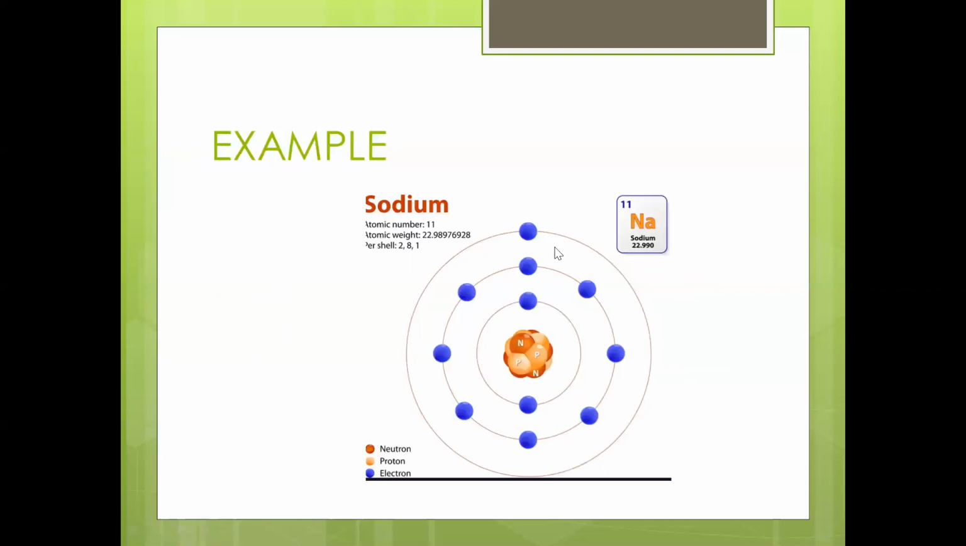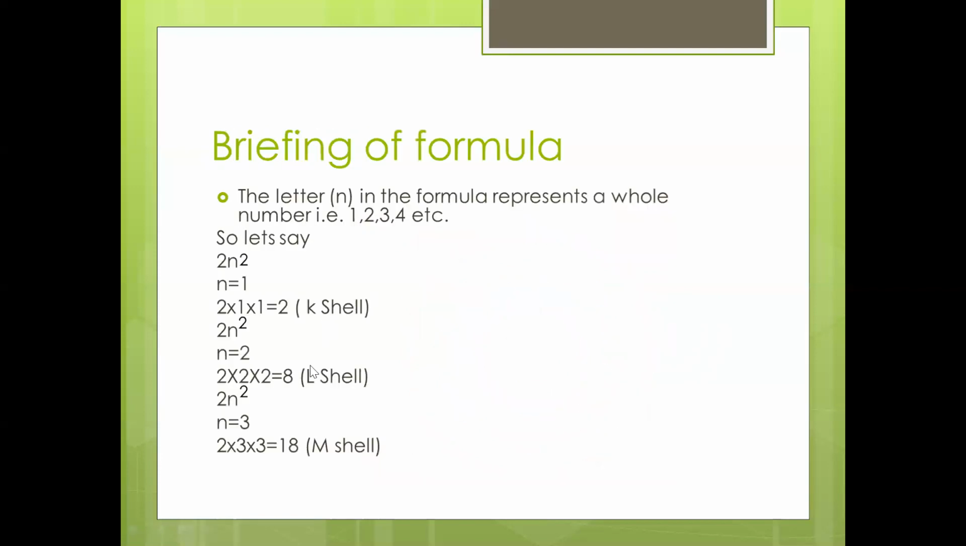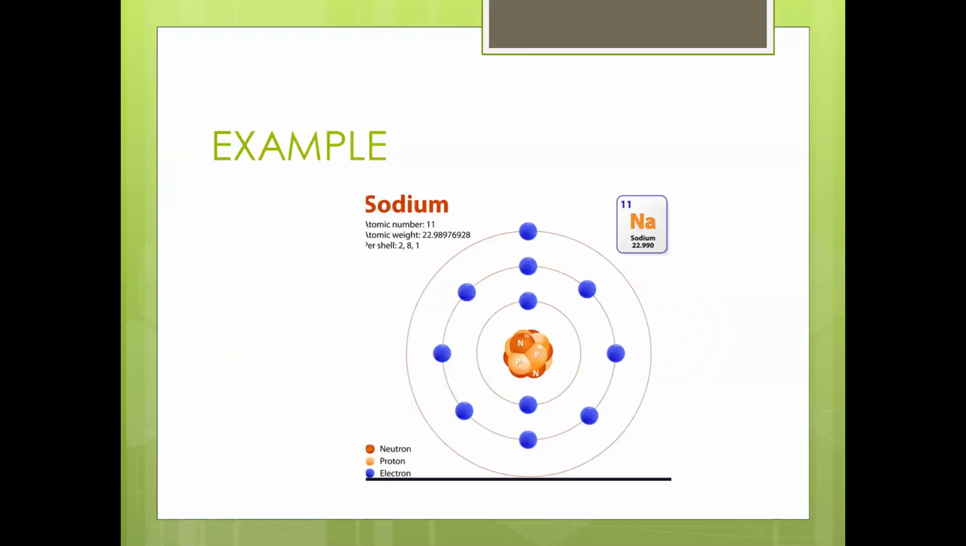If we look at the next shell, which is the L shell: 1, 2, 3, 4, 5, 6, 7, 8. So again, according to this formula, in the L shell, which is the second shell, how many electrons can we fit? 8 electrons, that we have arranged over here. And after counting 2 and 8, what will be our total? 10.